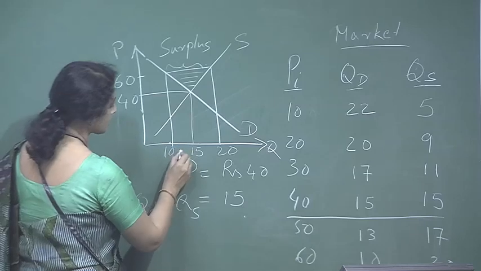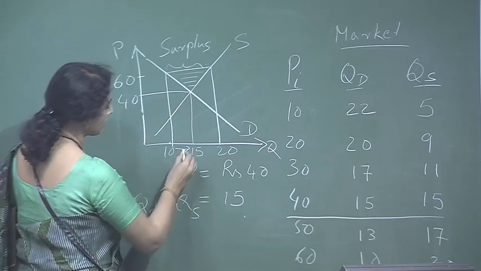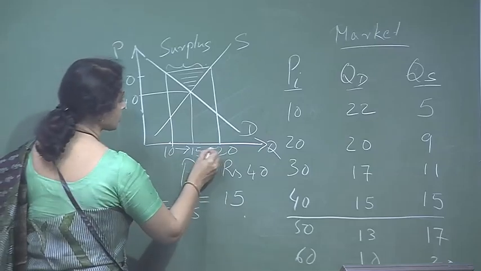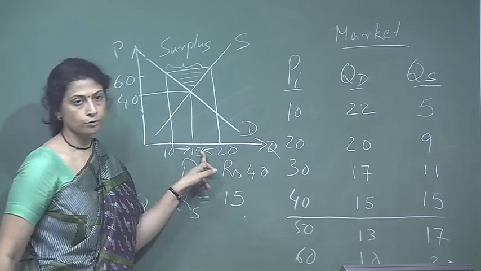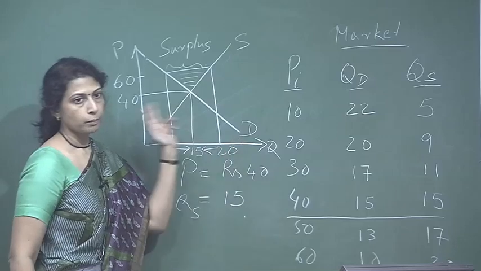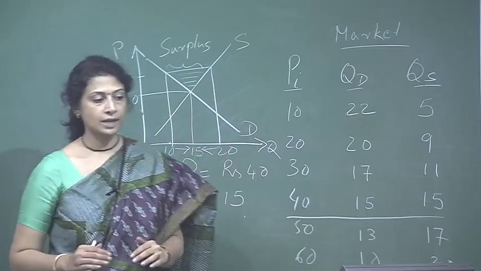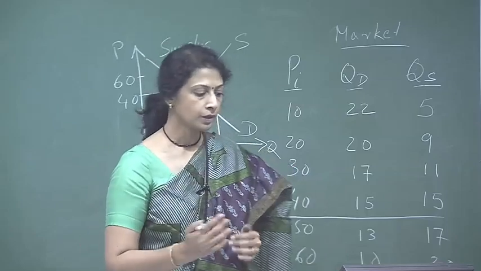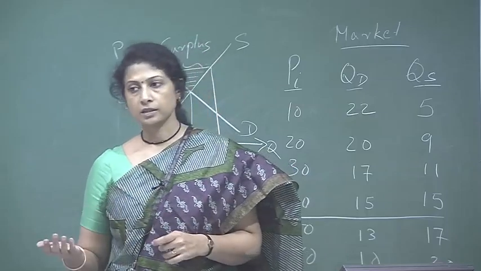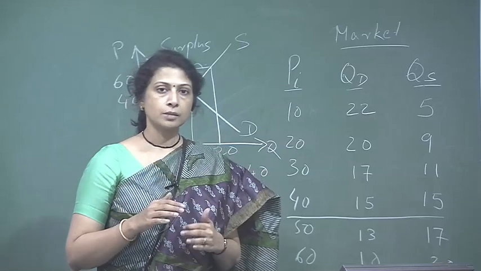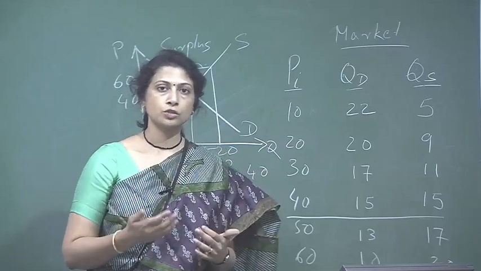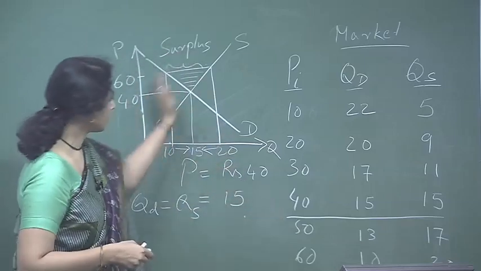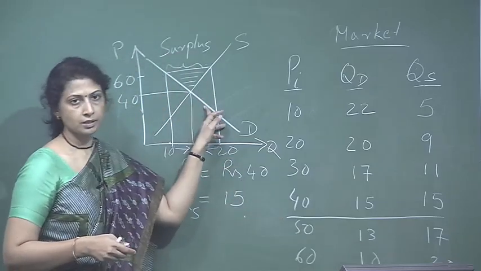So the quantity demanded will gradually increase to 15 and quantity supplied will fall to 15, and the market will be back to equilibrium. So what is happening? If there is a surplus pressure, the price is going to come down, and when price comes down, suppliers are going to reduce their supply, and consumers are going to raise their demand for the ice cream, and finally they again come back to the original market equilibrium.